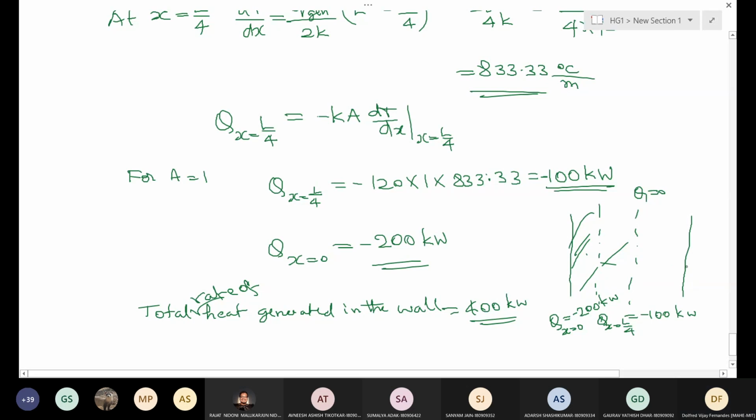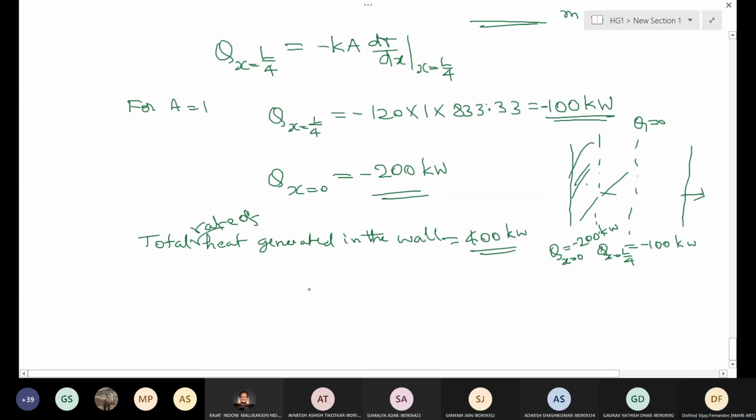At x equal to L also we have the same rate of heat flow, that will be 200 kilowatts. 200 kilowatts goes from the right wall, and 200 kilowatts goes from the left side surface.